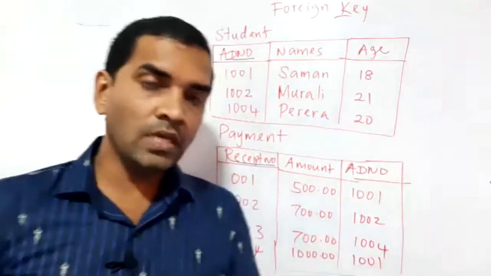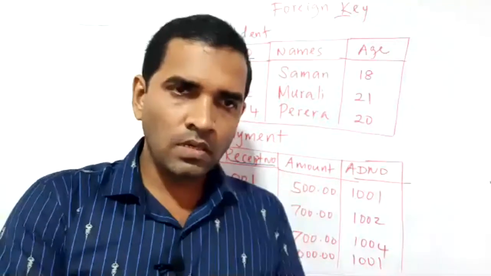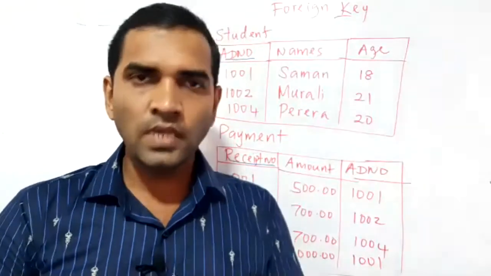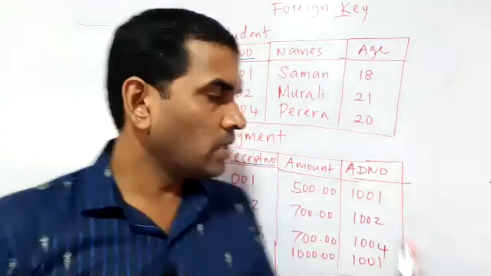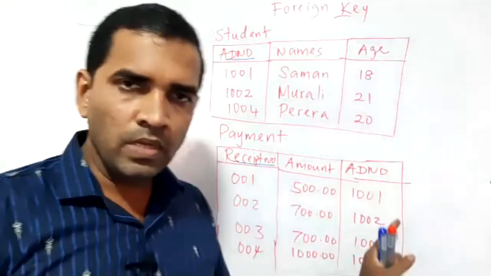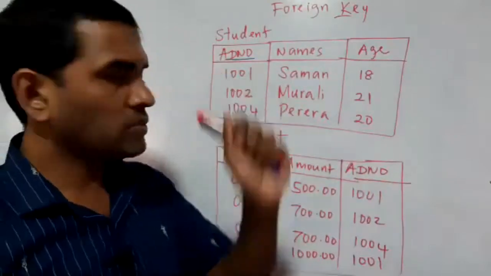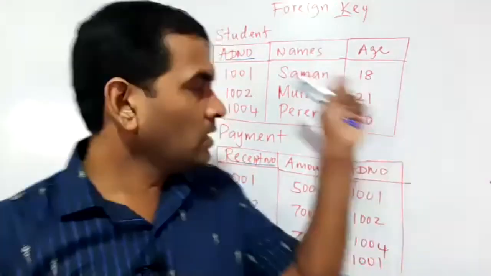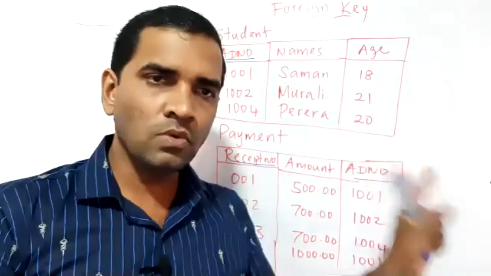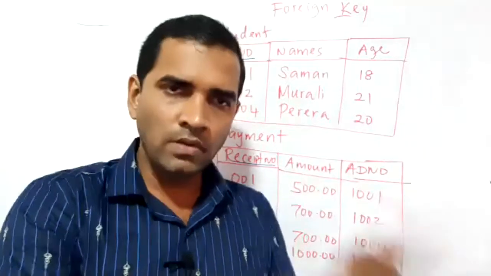So now, take your definition for the foreign key again. If a field is set as primary key in one table, but not in another table, then it is foreign key. Look here. Take a look at this admission number. This field is the primary key in one table. So where is this field? It is in student table. In student table, this is primary key. But the same admission number, same ADNO, is not the primary key in payment table. So it is the primary key in one table, but not in another table.